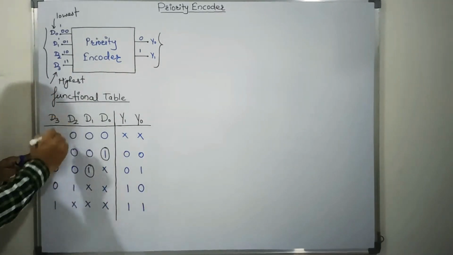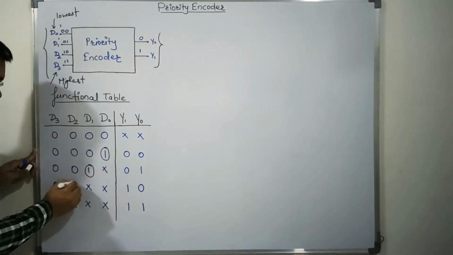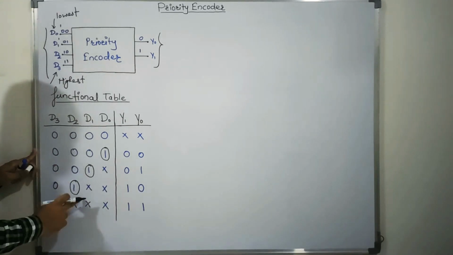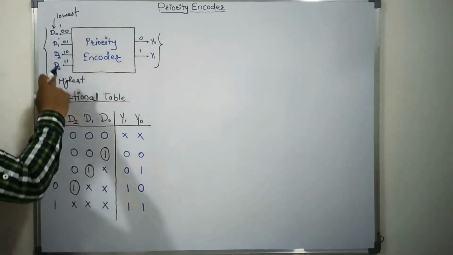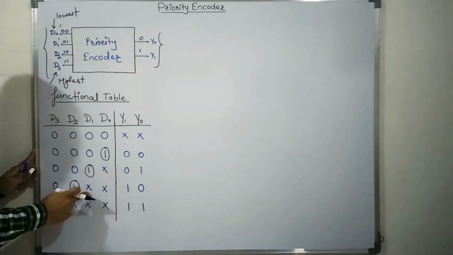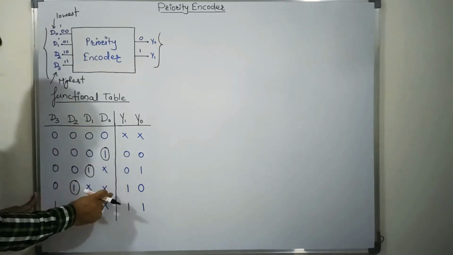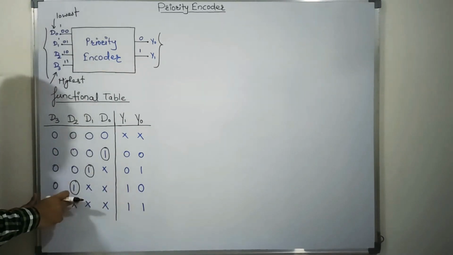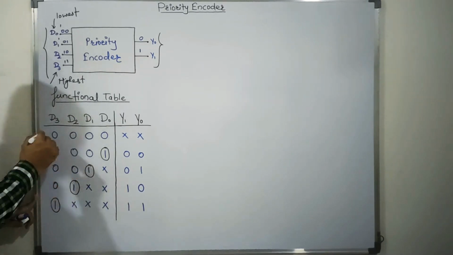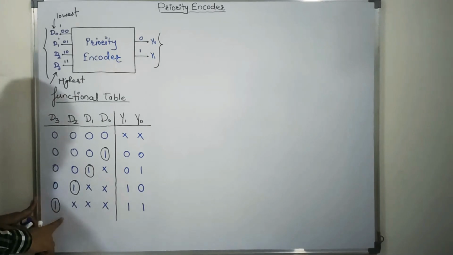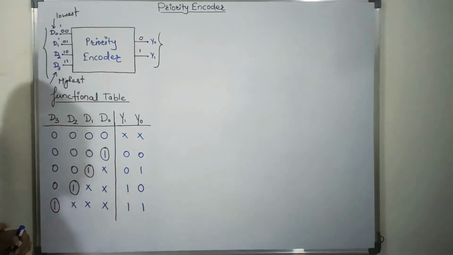Now if you talk about D2, again D3 is 0 and D2 has the highest priority, and we get the value 1 0. As in the previous case, there is no need to check the values of D1 and D0, because D2 has higher priority than these two. Again for D3, it is the highest priority and there is no need to check. So the output we got is 1 1, as I already told you.